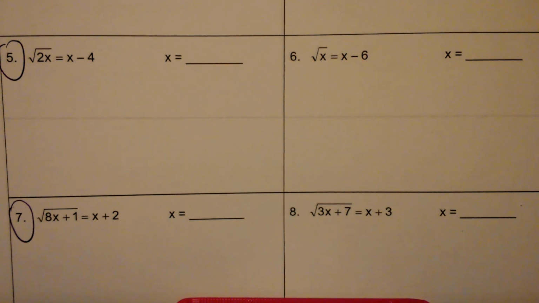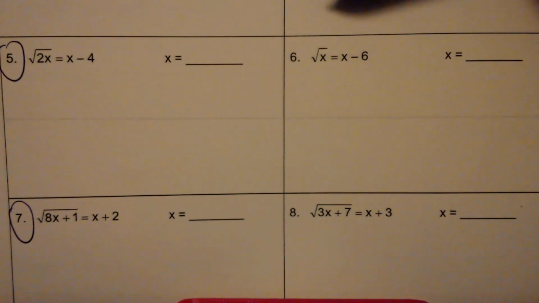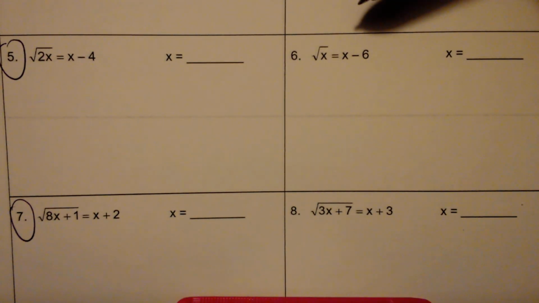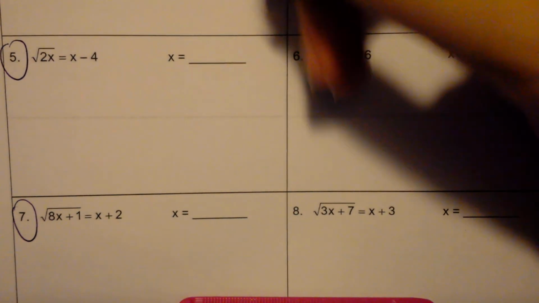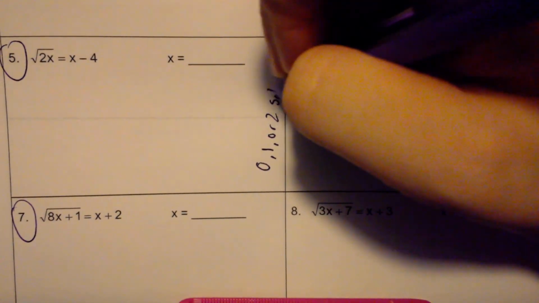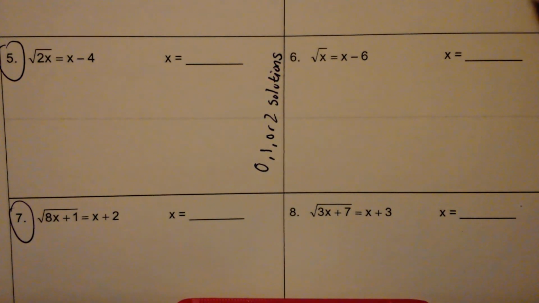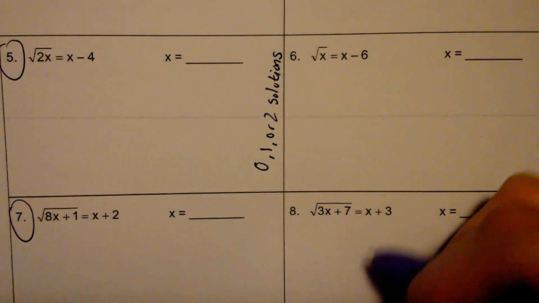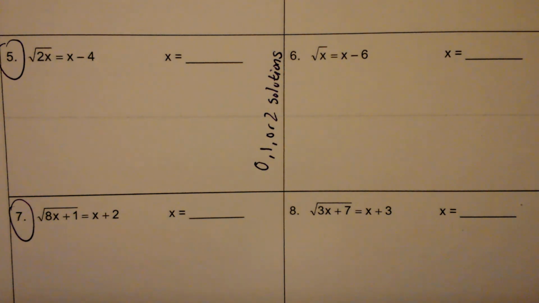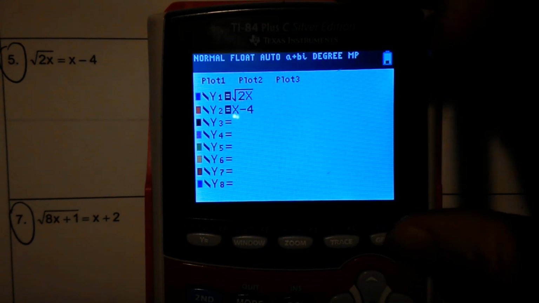So 5 through 8 look a little bit different than 1 through 4. I have x on both sides, but now I only have a radical on one side. So now I can have 0, 1, or 2 solutions. That's where graphing really comes in handy, because I can see if they even cross or if they cross more than once. And I do it the same way. The left side in y1, the right side in y2.